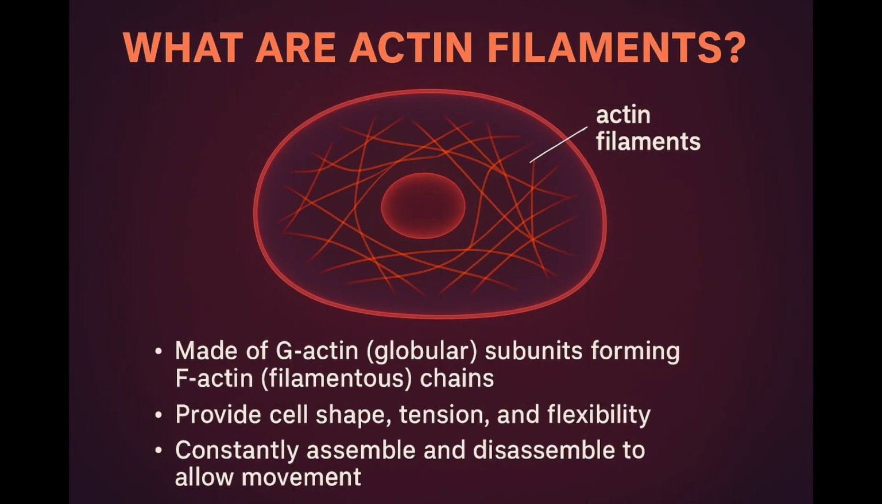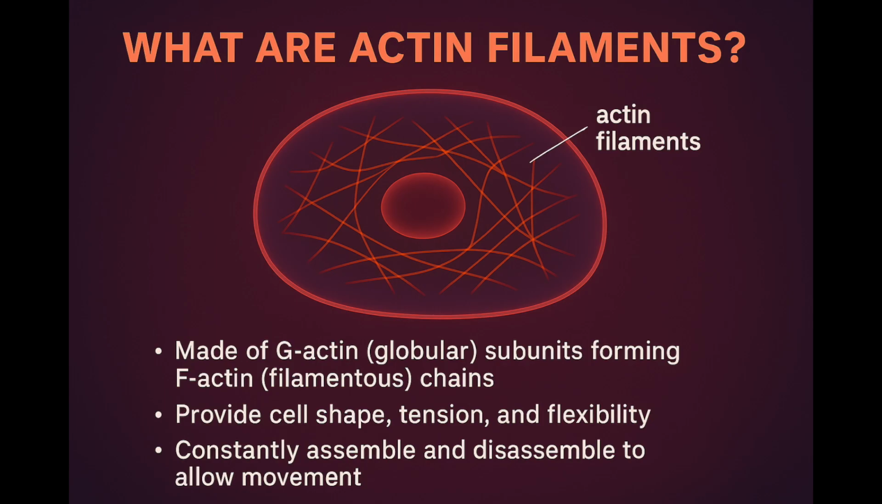Actin filaments, also known as microfilaments, are the thinnest of the cytoskeletal fibers, but don't let their size fool you. They're incredibly strong and incredibly dynamic. Each actin filament is made of tiny protein subunits called G-actin. When these subunits join together, they form long chains known as F-actin, or filamentous actin. These filaments assemble just beneath the plasma membrane, creating a tight, organized mesh that gives the cell its shape, tension, and flexibility.